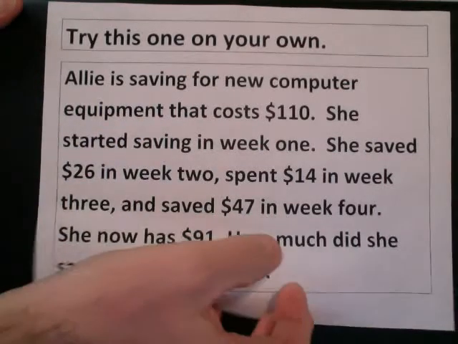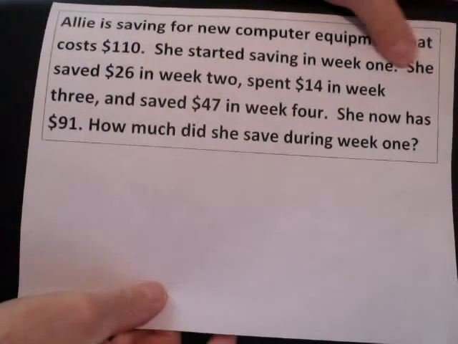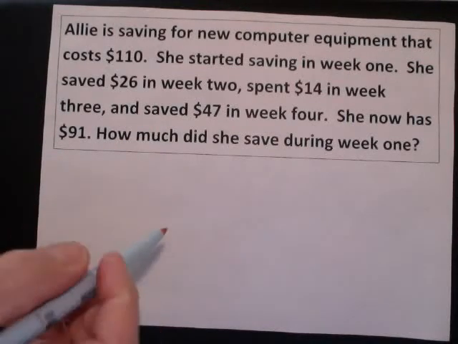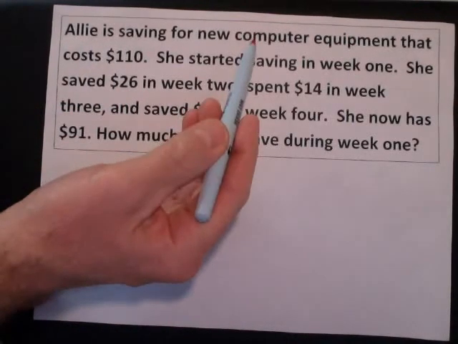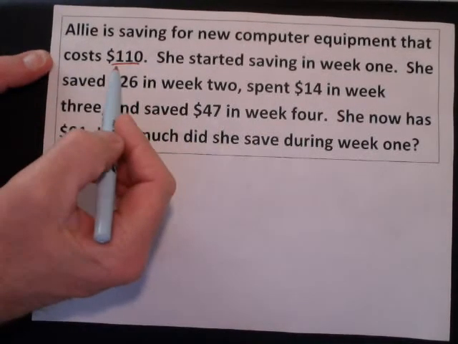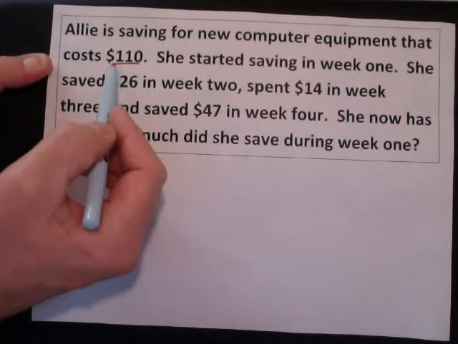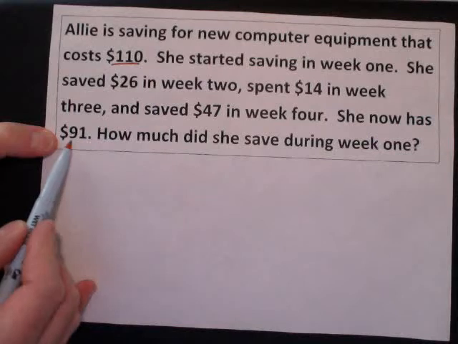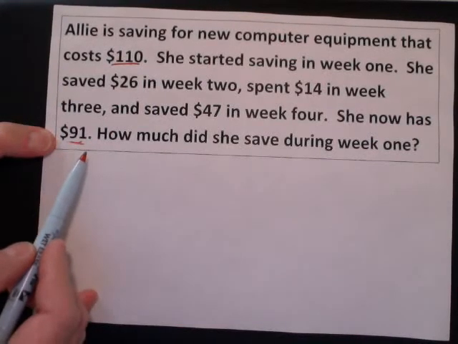All right, so let's take a look at this and see how you could have solved it. Now, there are several different ways you could have approached this or reasoned it out. I just happen to like doing it like we did the elevator problem. One of the things that we know for sure is that Allie is saving for new equipment that's going to cost $110. Really, this isn't relevant to the problem. We really don't need to have this amount in order to figure out what week 1 is, because she only has $91 at this point.